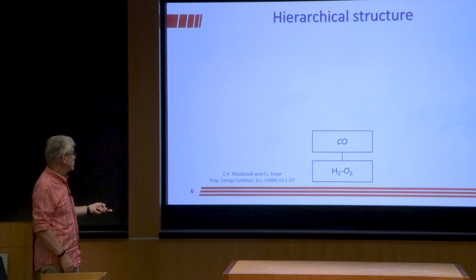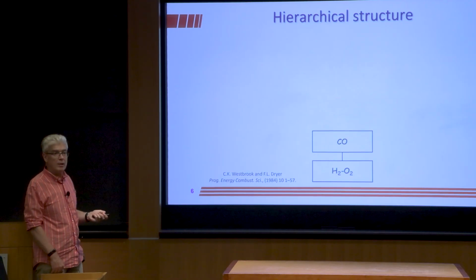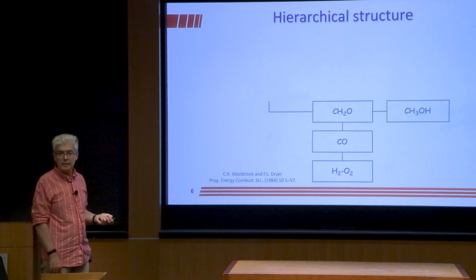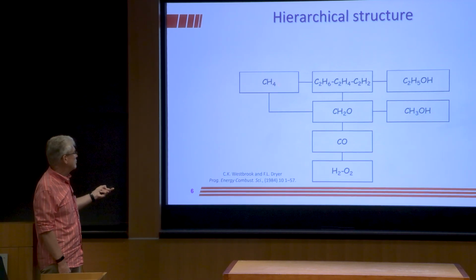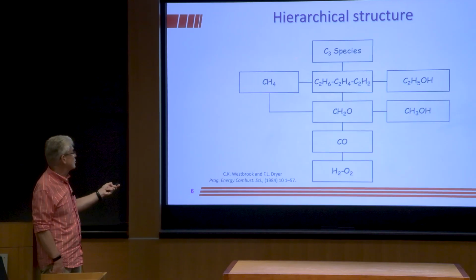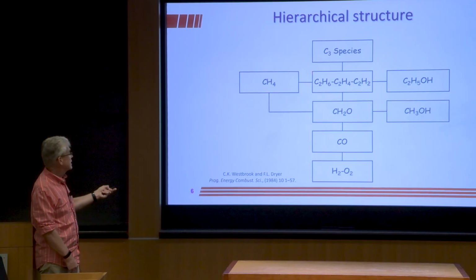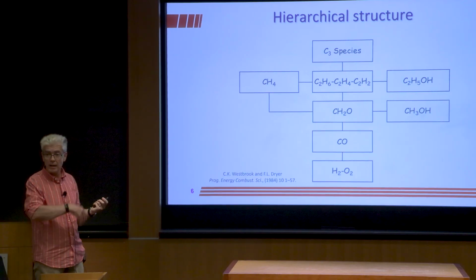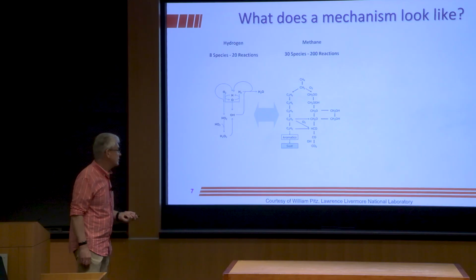So you've got a hydrogen-oxygen mechanism on top of which we built CO. Then we have formaldehyde, methanol, methane, and once we have methane, we go to C2 species: ethane, ethylene, and acetylene, and then ethanol, and then we have C3 species, and so on up. So we have this hierarchy structure, and this is the diagram that they showed. I've taken it directly from the paper. And here's a nicer one from Bill Pitts.